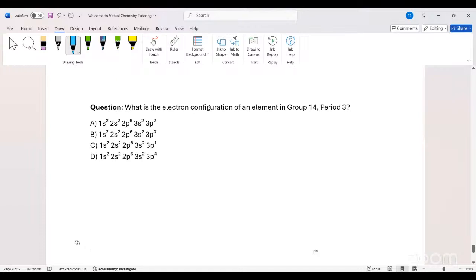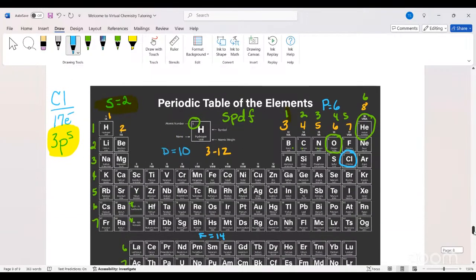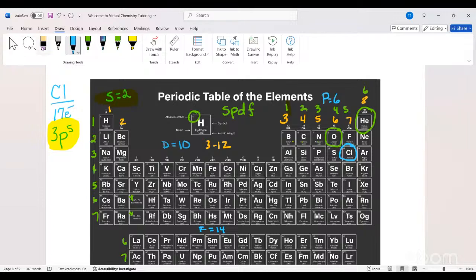Here's how you can think about this. If they told you it's in period 3, well, the last thing that you're going to write, of course, is 3p. So pretty much any of these could be the right answer. But what you need to do is go to your periodic table and find group 14 and then period 3. So let me show you what we're going to do, okay? So some of you all have a periodic table in front of you. So I'm going to show you all again how to do it based on the given information that I just stated, okay?